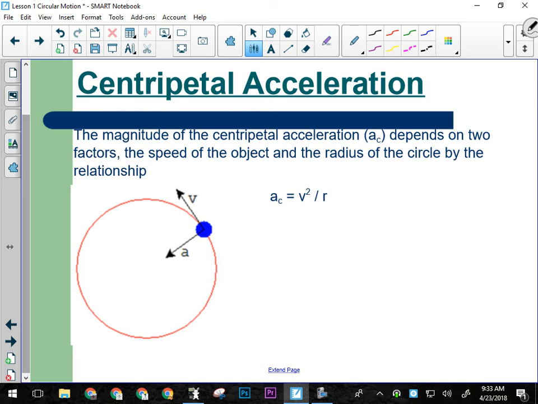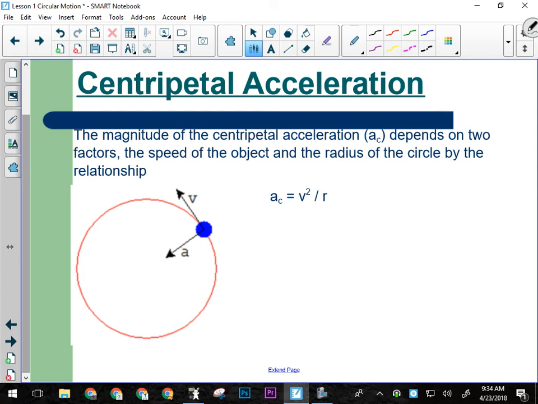Exponentially more. V is squared here. If I go 2 times faster, I'll have 4 times the centripetal acceleration. 3 times faster, I'll have 9 times the centripetal acceleration. So the faster I go, the more centripetal acceleration I'm going to experience. But the reverse is true for radius. The further away I get, the less centripetal acceleration I'm going to feel. Everyone with me there?